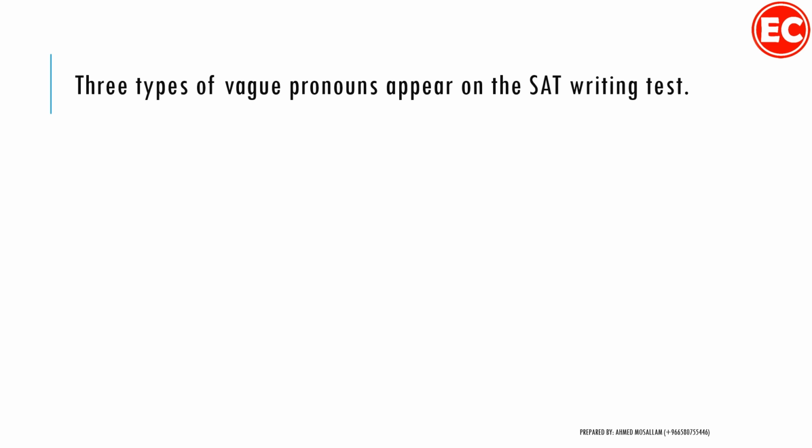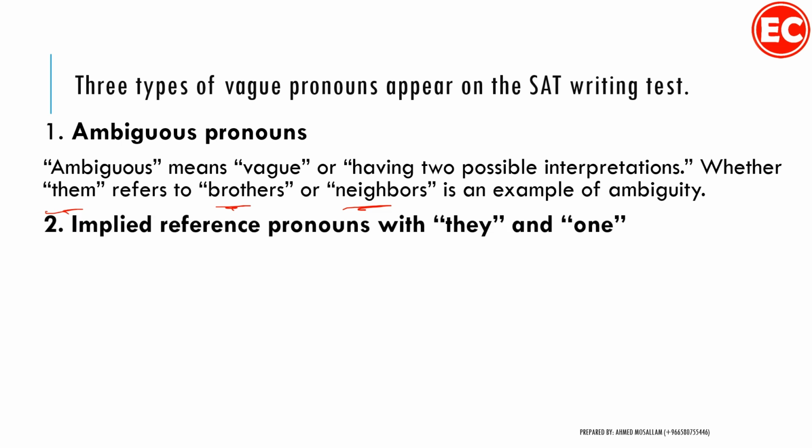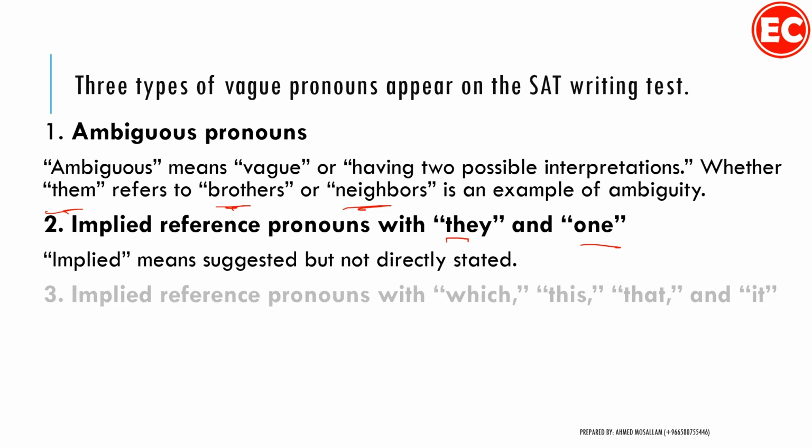Now 3 types of vague pronouns appear on the SAT writing test. Ambiguous pronouns, vague, having 2 possible interpretations. "Them" refers to what? As we said here, brothers or neighbors, as in the earlier example. Implied inference pronouns with "they" and "one". Here implied means suggested, but not directly stated. We suggested that most likely the neighbors are the ones who are going to build the fence.